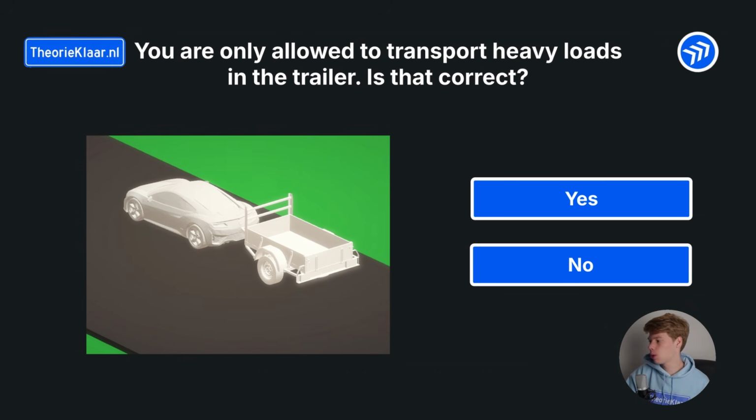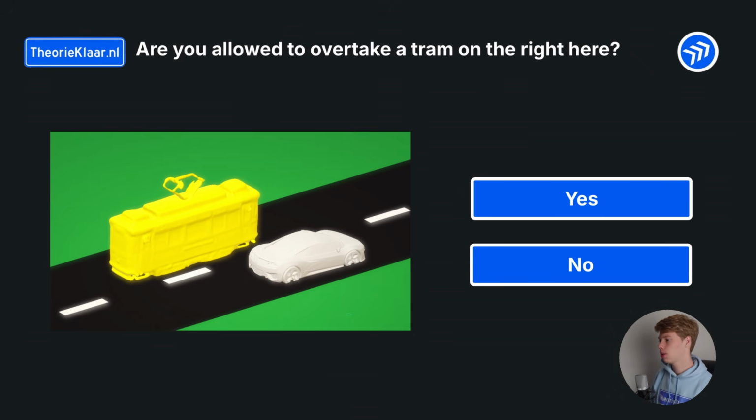It is not mandatory to transport all heavy loads in a trailer. You can also do it, for example, in the trunk of your car. So the right answer here is no. And are you allowed to overtake a tram on the right here? In the Netherlands, normally you are not allowed to overtake someone from the right. However, there are a few exceptions, and the tram is one of them. So the right answer here is yes, we are allowed to overtake the tram from the right.